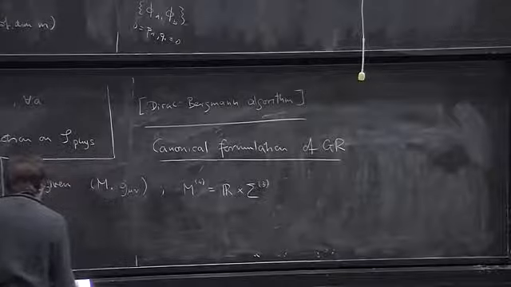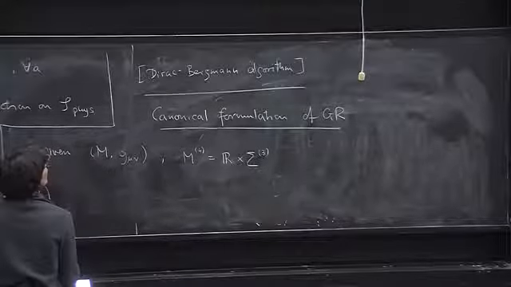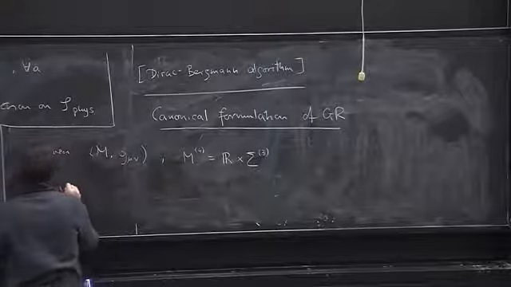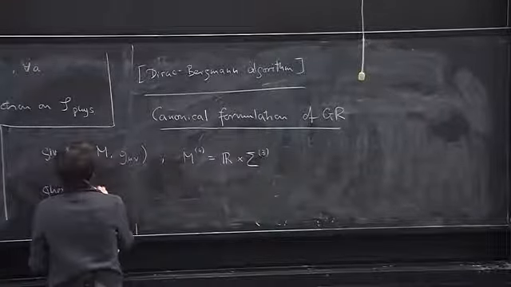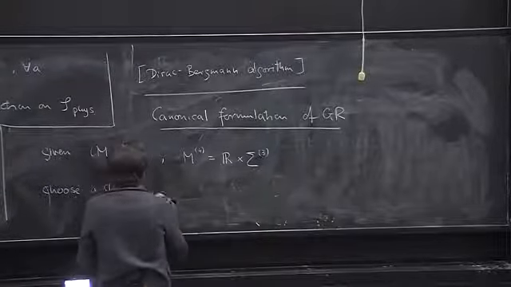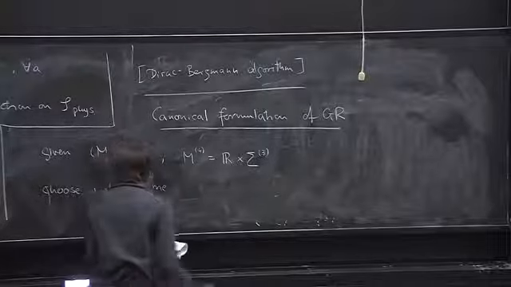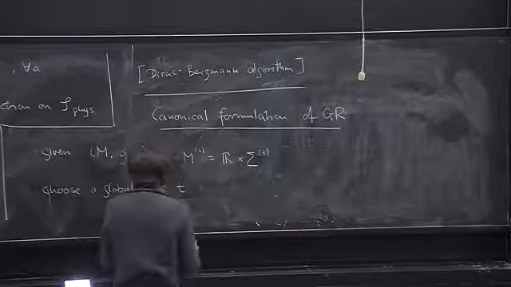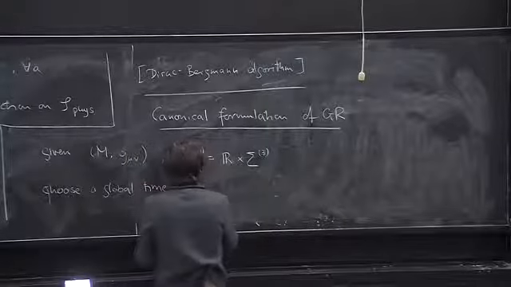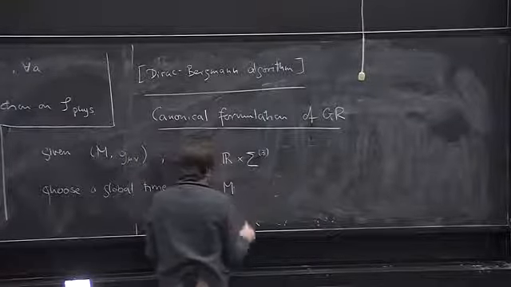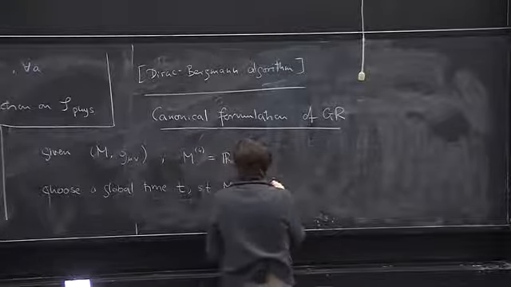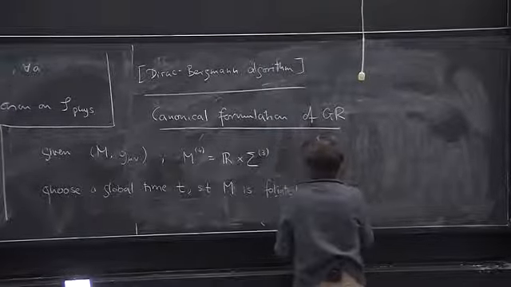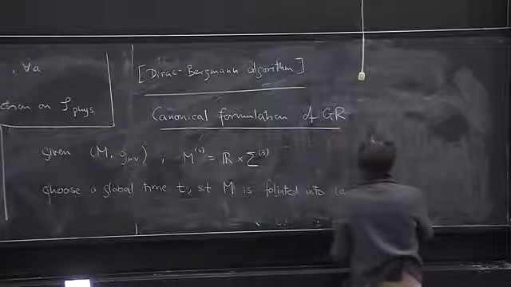Having given these data, one goes one step further and introduces a notion of time that is global. And it fits with this choice in the sense that M, with this choice of time, is foliated into Cauchy hypersurfaces.